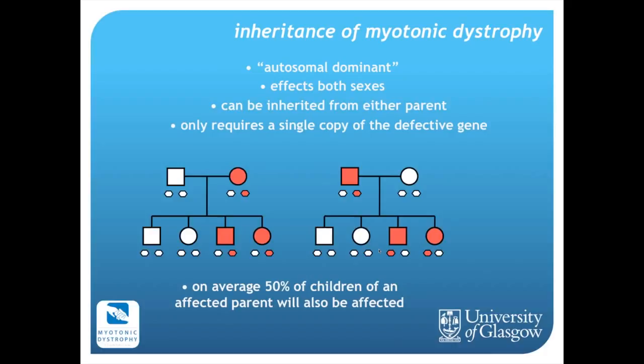So some families will be lucky and none of the children will inherit the mutation. Other families might be unlucky and more than 50% of the children might inherit the mutation.